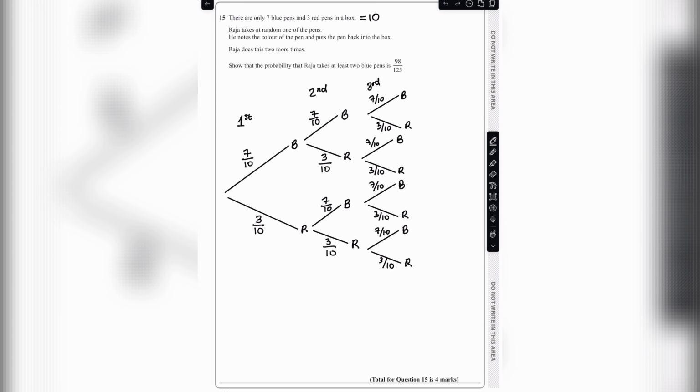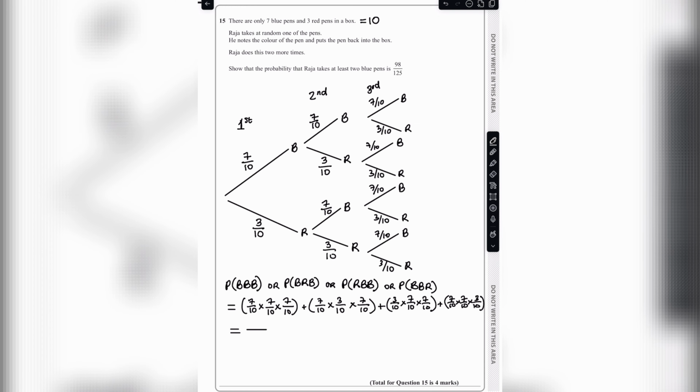So the probability of Raja taking at least 2 blue pens can be represented by the probability of him taking 3 blue pens, a blue pen, a red pen and a blue pen, a red pen, a blue pen and a blue pen, or a blue pen, a blue pen and a red pen. And after using our probability tree, we get a final answer of 98 over 125.